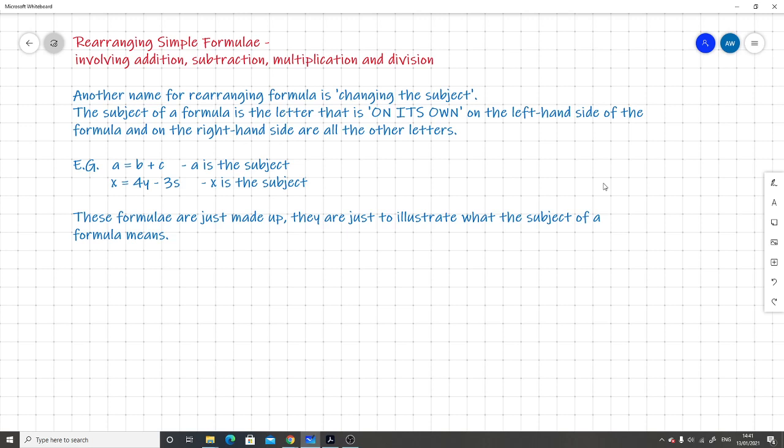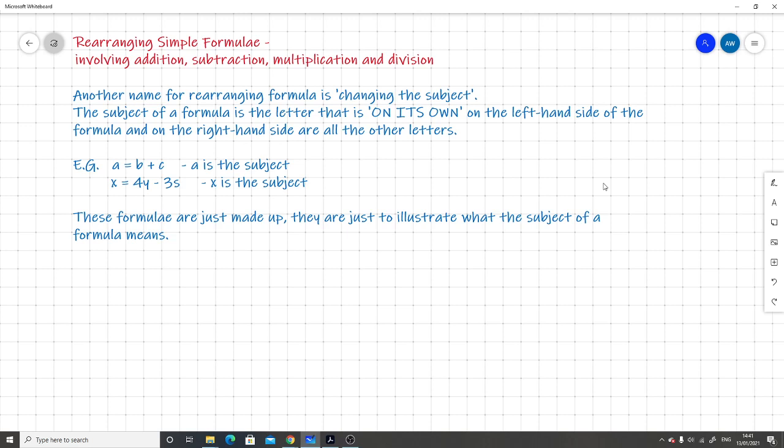Okay, what does it mean to rearrange a formula? Well, another name for rearranging a formula is changing the subject. And the subject of a formula is the letter that is on its own on the left hand side of the formula, and on the right hand side are all the other letters. There are a couple of simple examples here for you.